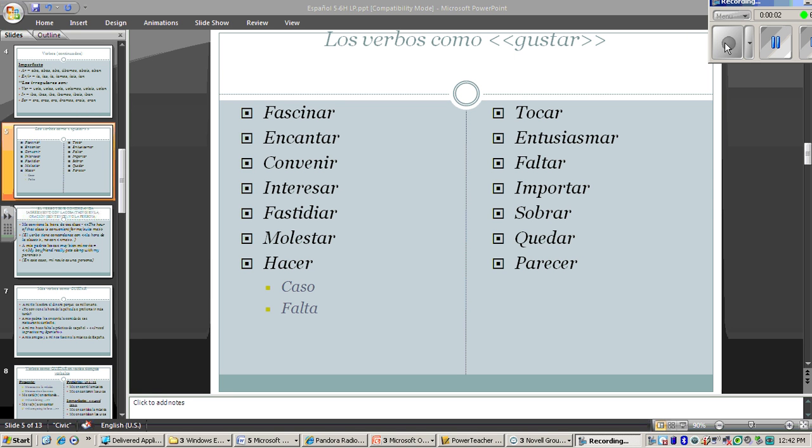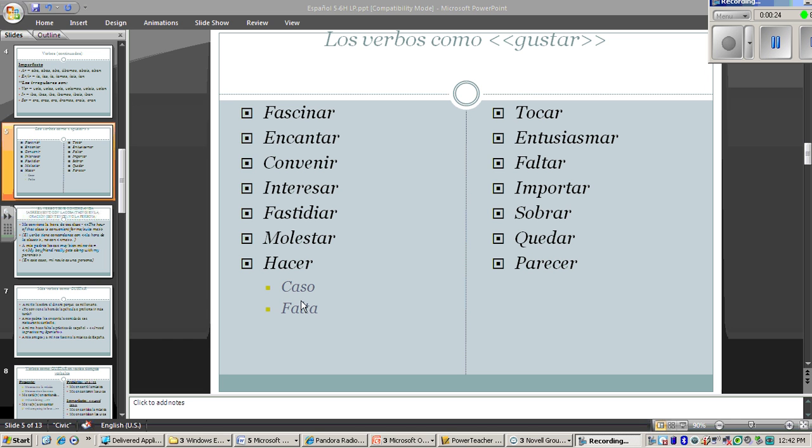Hola chicos, ahora estoy continuando a hablar sobre estos verbos como gustar. Y en el primer video hablé sobre el concepto general de los verbos como gustar y también sobre los verbos fascinar, encantar, convenir, interesar, fastidiar, molestar y entusiasmar. Ahora quiero hablarles sobre algunos otros.